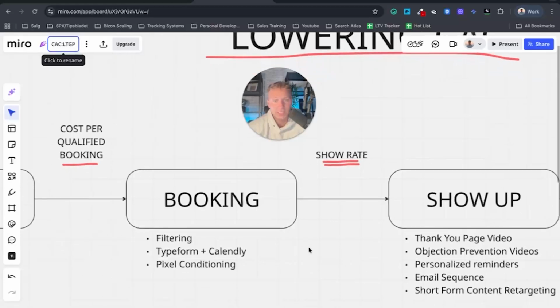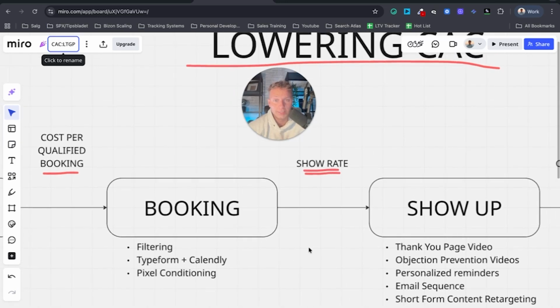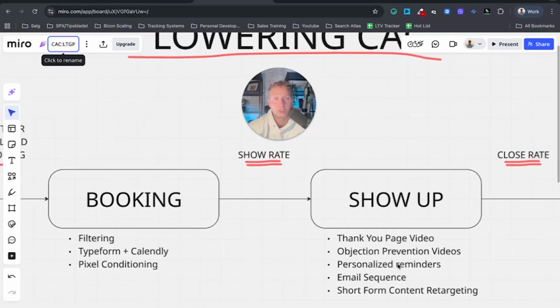Next thing is the show rate. Here there are a lot of different levers that you can pull, because essentially if you have a 50% show up rate and your cost per booked appointment is $200, then suddenly your cost per showed appointment is $400. So this is a lever that is extremely important to measure, and to take the necessary actions to get that show rate up.